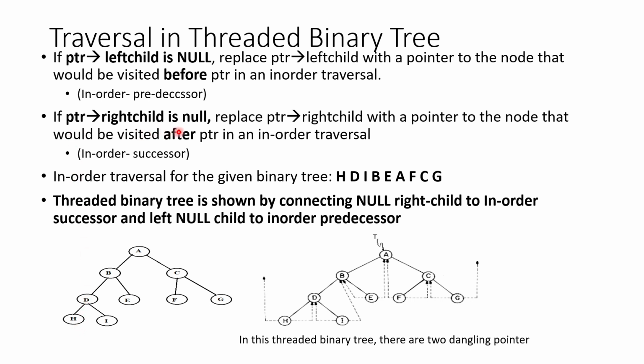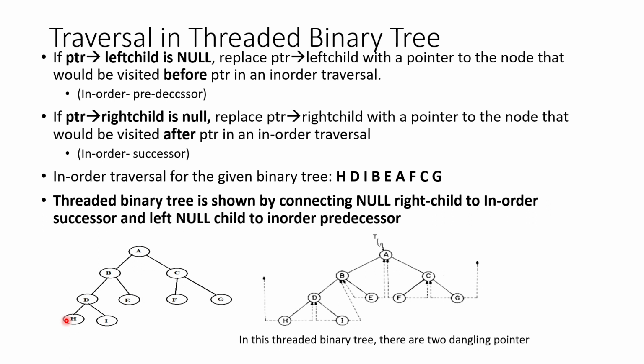If the right child is null, you replace that right child with a pointer to the node that would be visited after, that means successor. Before, predecessor; after, successor. So this is the thing we'll see here. Here for H you have got left null, right null. For I also left, right. For E left and right. For F left and right. For G also left and right null.